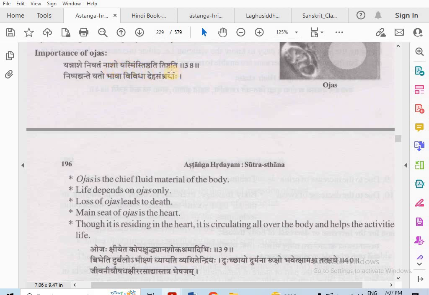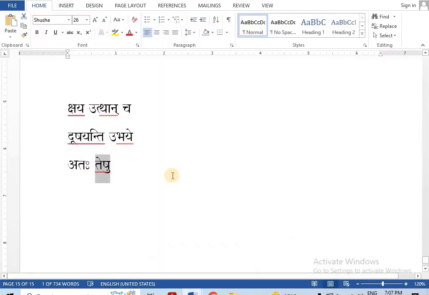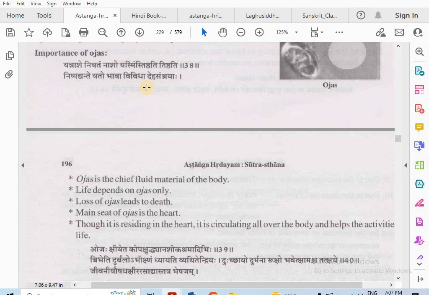Yasmins tisthati. Now while you disjoin this, yasmins tisthati, check it. Yasmin tisthati. Yasmin is talking about ojas, tishtati means staying. While ojas is staying there in the body, the next word is tishtati, then the body is also tishtati. Tishtati means staying or living. Here the opposite word was there. Nasha means destroyed. Tishtati means staying, alive.